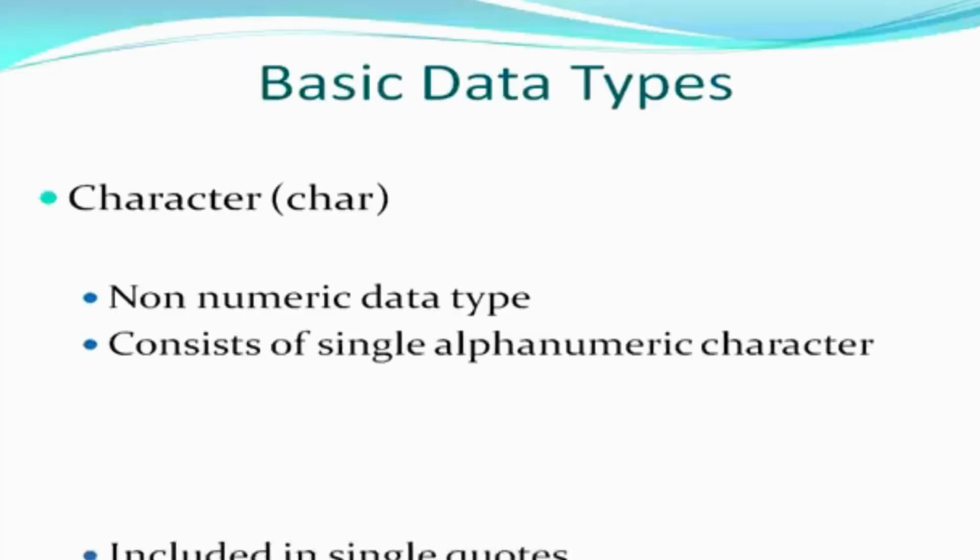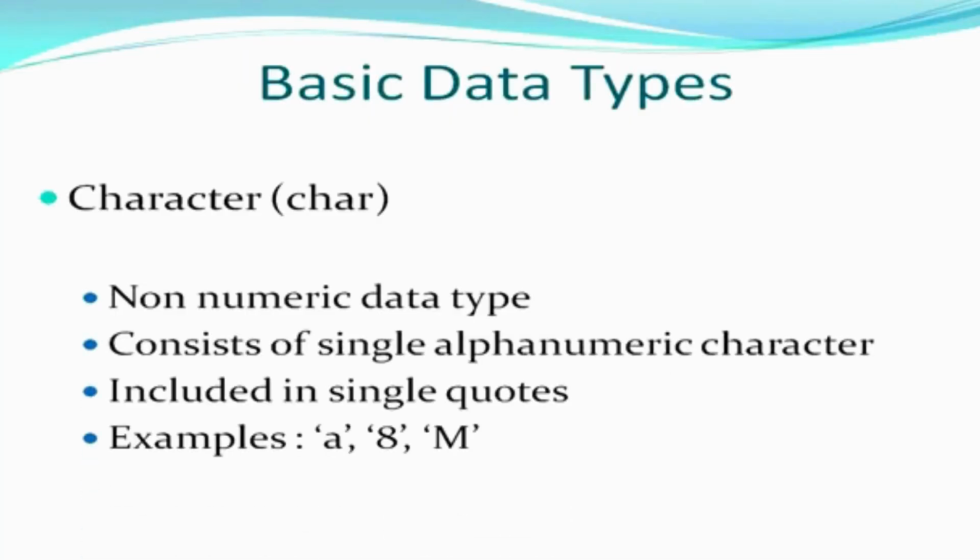We move on to the next data type, which is the character data type. Short form is char. Integer and floats both were numeric data types. When I talk about numeric data types, that means I can do all sorts of arithmetic calculations on those data types. I can do addition, subtraction, multiplication, division and so on. But when I am talking about characters, I cannot do any arithmetic calculations on a character data type. These are non-numeric data types.